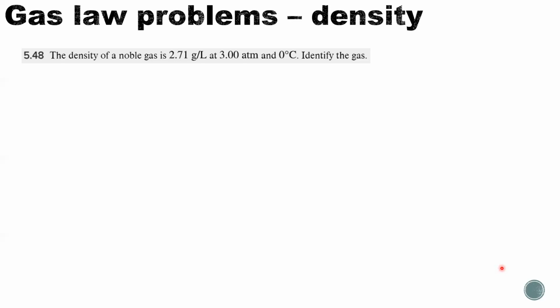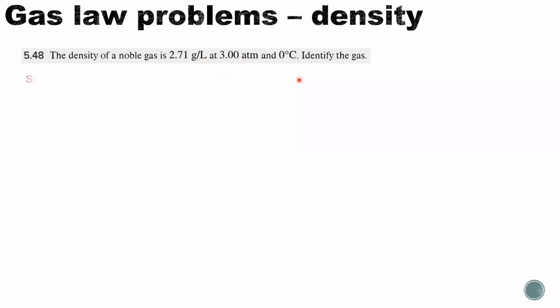question. So another property we can use to identify the noble gas is the molar mass. Different noble gases have different molar mass, so we can use that as a property. In other words, the question asks you to calculate the molar mass of a noble gas. It gives you the density, pressure, and temperature.